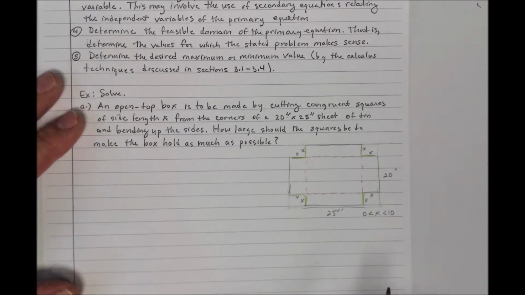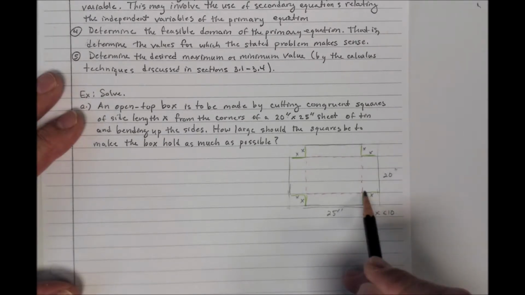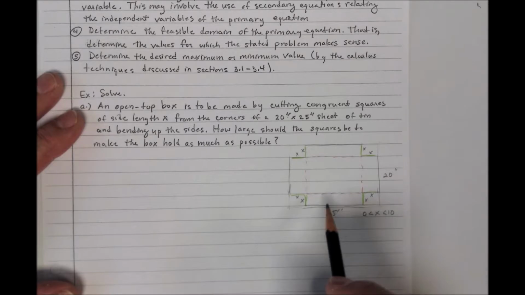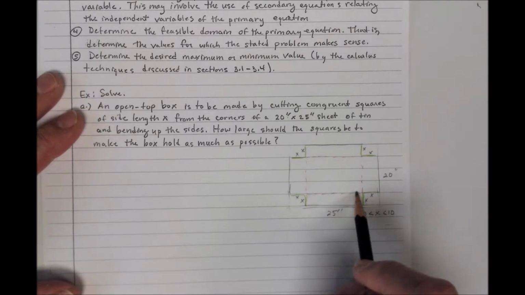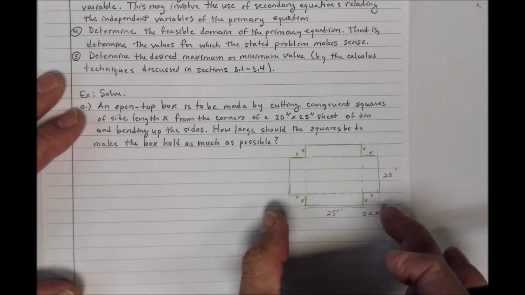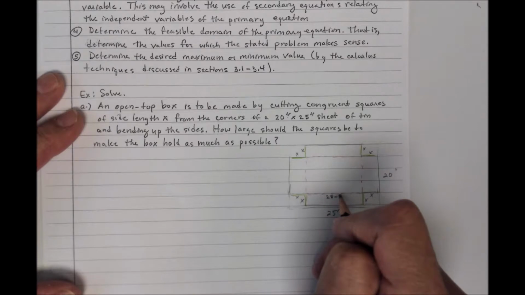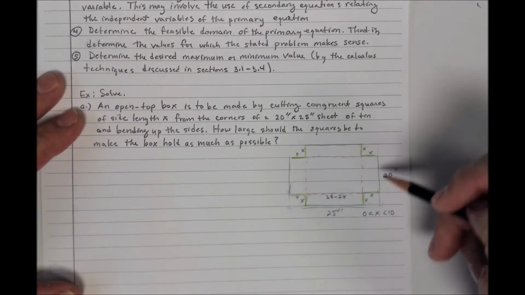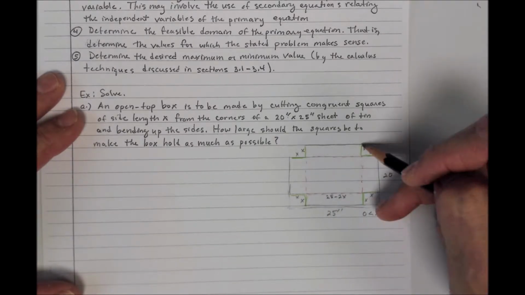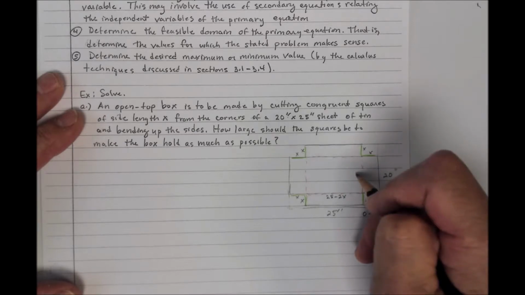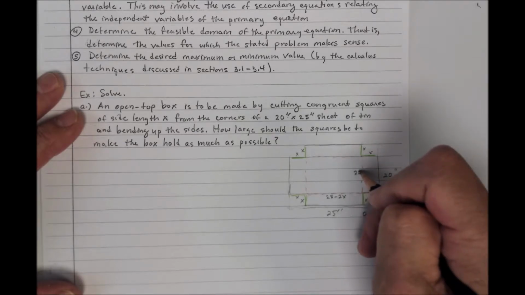Now, what do we have for sides? Well, the height is X, because that's going to be bent up. But how long is this part right here? All of this was 25 all the way across. And I cut off X and I cut off X. So this should be 25 minus 2X. And similarly, all of this was 20. So if I cut off X and I cut off X, this should be 20 minus 2X.